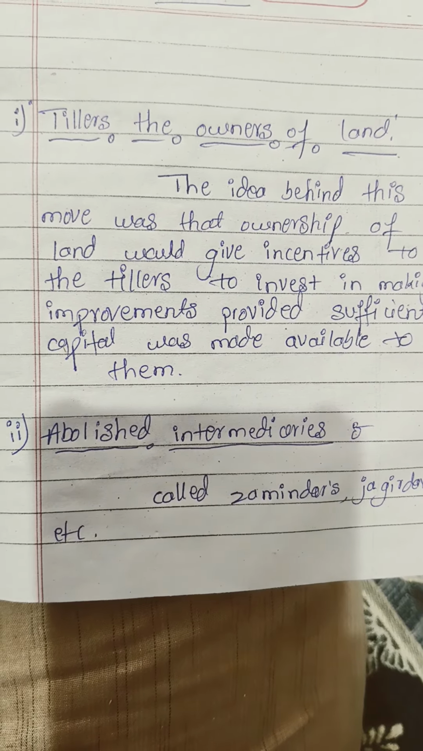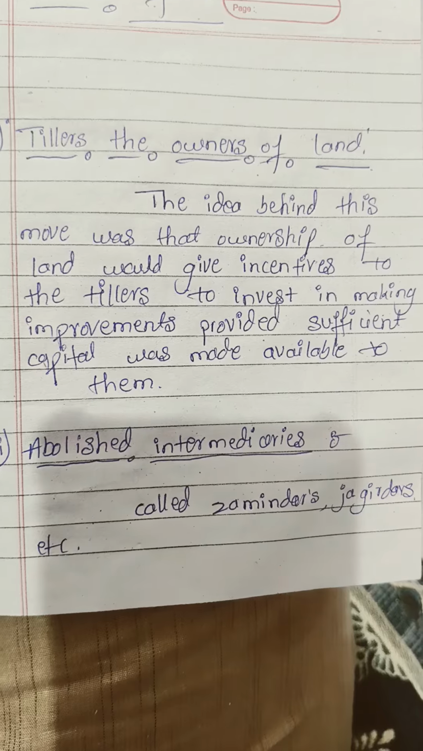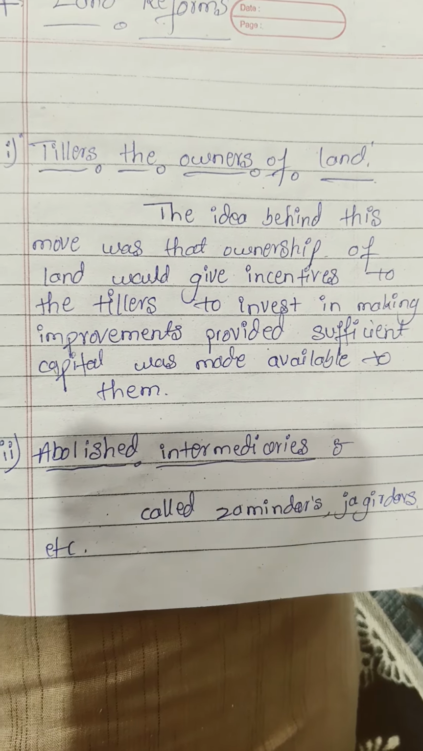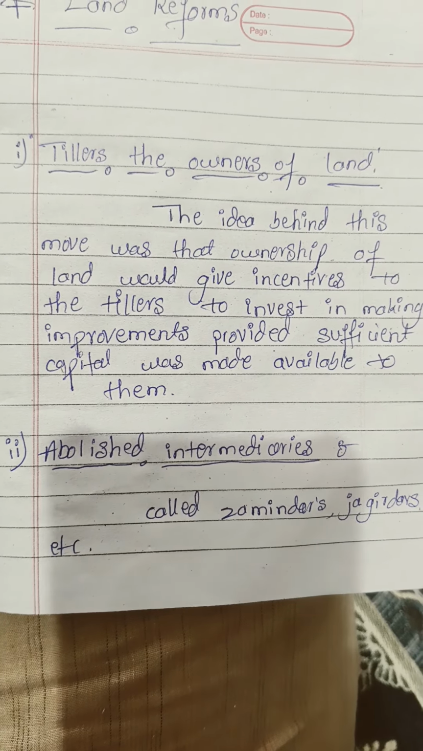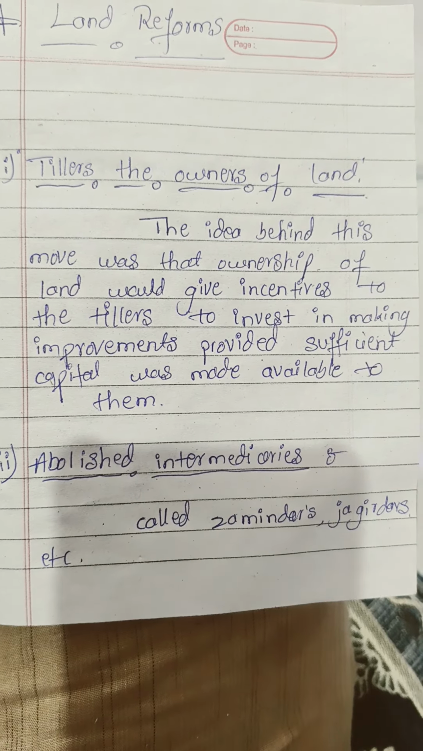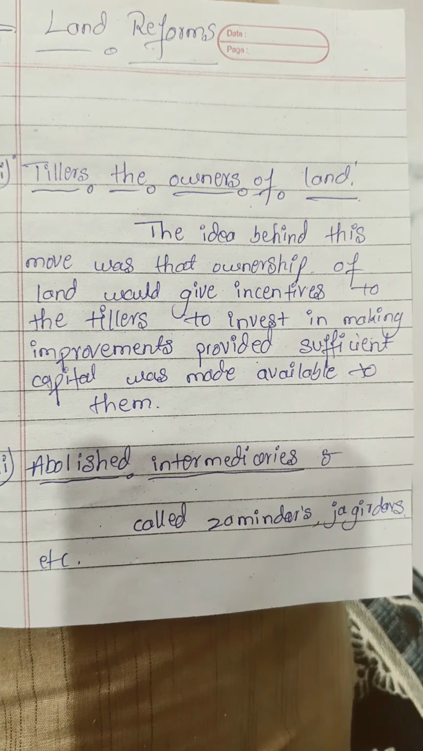And the second one is abolition of intermediaries. Variously called zamindars and jagirdars, abolition of intermediaries meant that some 200 lakh tenants came into direct contact with the government. They were thus freed from being exploited by the zamindars.